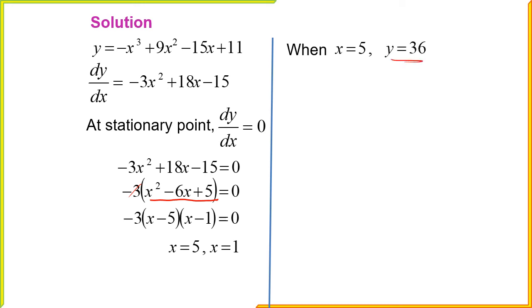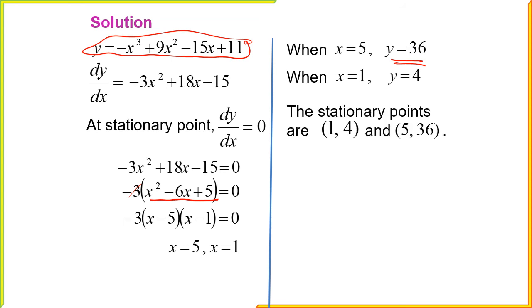So I don't have to show this one. Just substitute the value into the function y. And then when x equal to 1, y equal to 4. So we have two points, which are (1, 4) and (5, 36). But now we still don't know what the nature is, so what we need to do is to check.